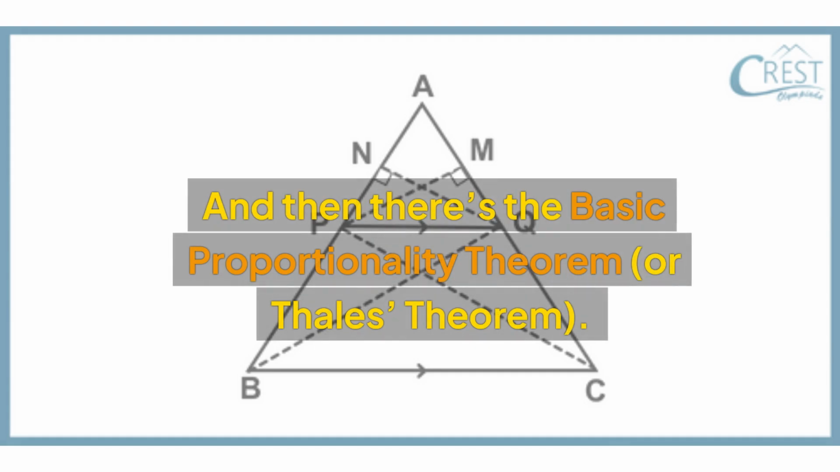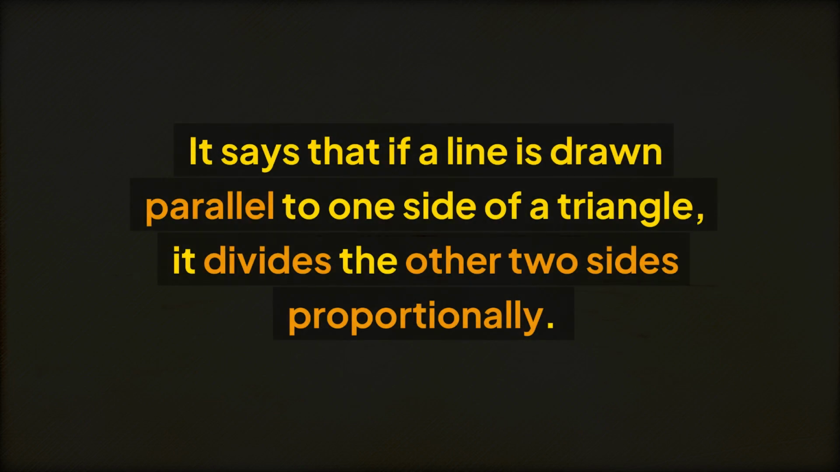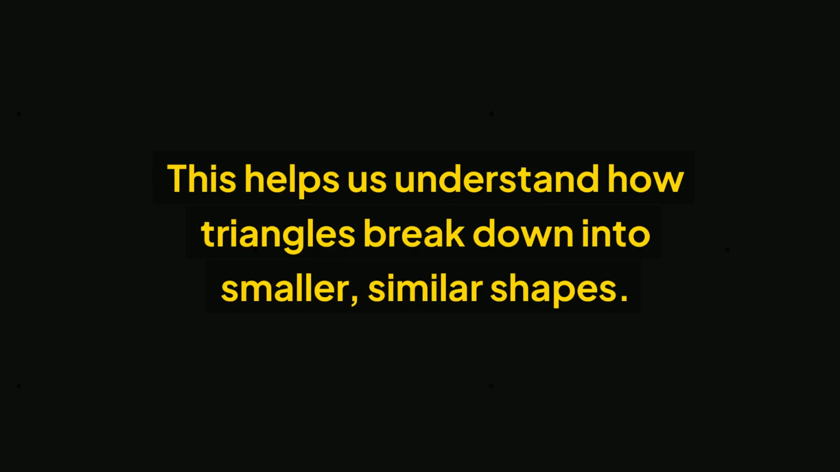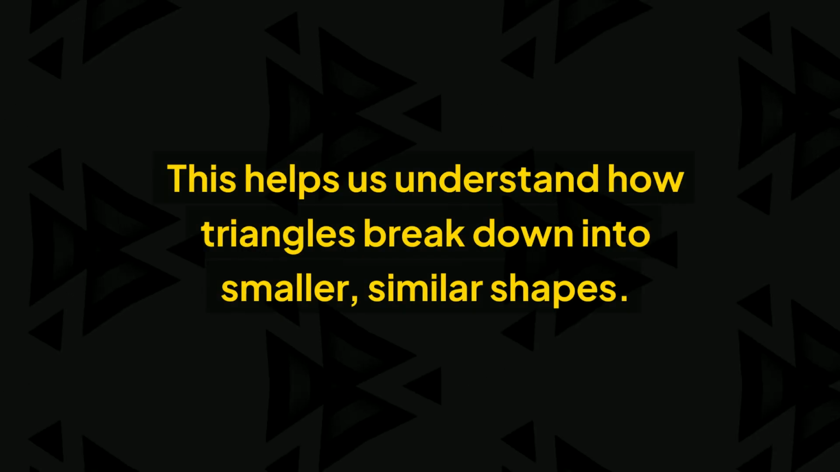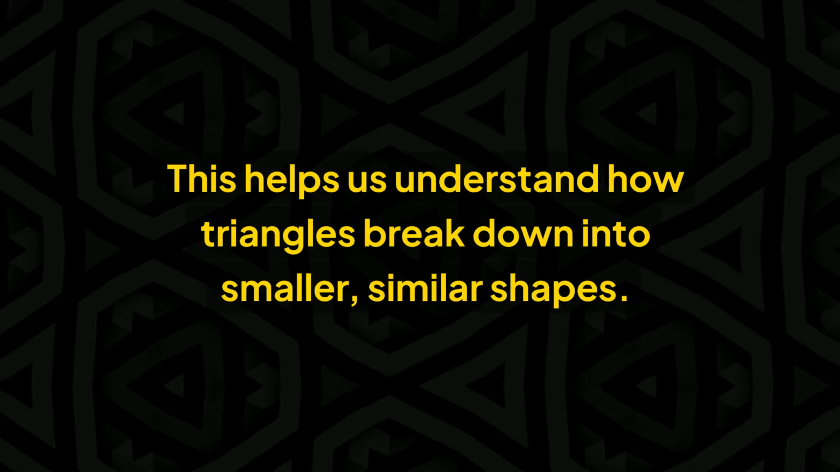And then there's the basic proportionality theorem, or Thales' theorem. It says that if a line is drawn parallel to one side of a triangle, it divides the other 2 sides proportionally. This helps us understand how triangles break down into smaller, similar shapes.